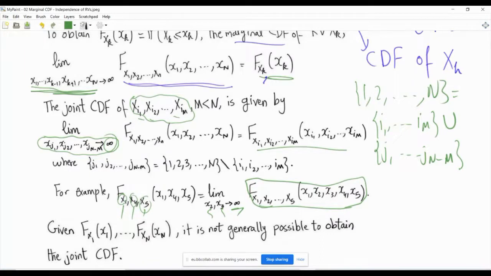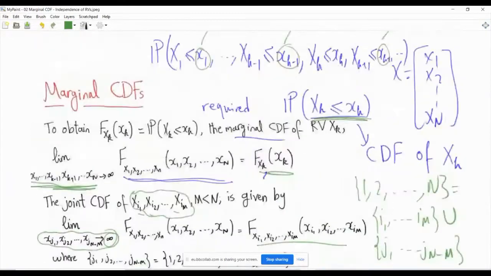Now, what about the other question of obtaining the joint CDF from the marginals? If you know the CDF of X1 and the CDF of X2 and the CDF of X3 and so forth, can you construct the joint CDF? The answer is generally that this is impossible. What I'm saying here is that if you know the joint CDF of the random variables inside the random vector, then by using this limit you can obtain the CDF of one of them, or the CDF of any selection of those random variables.